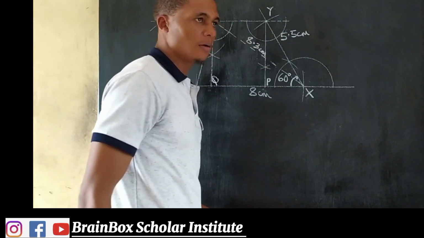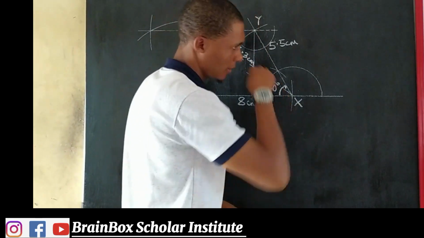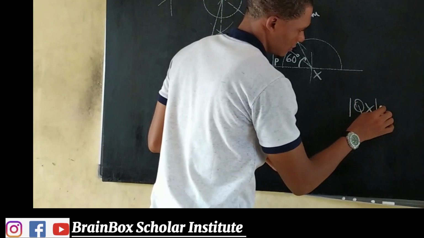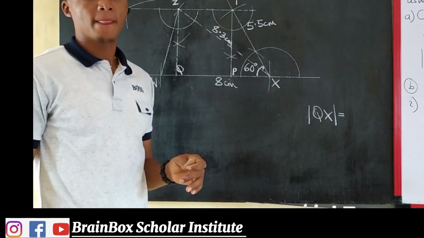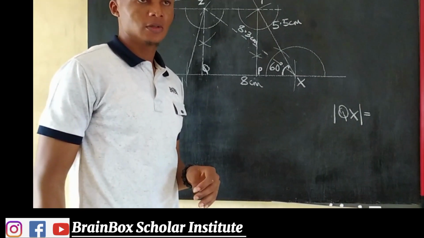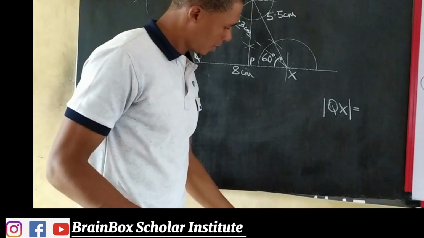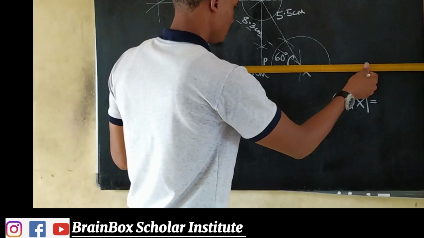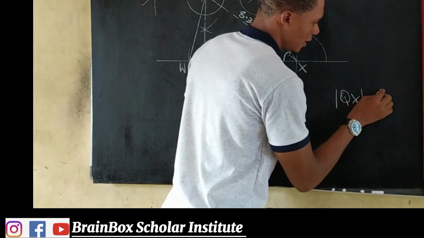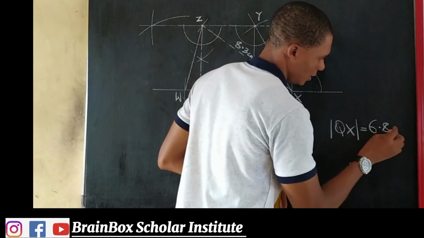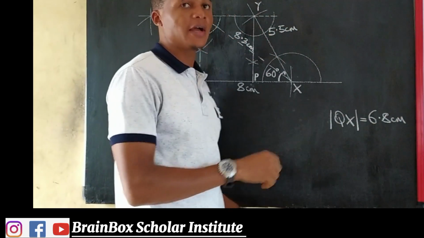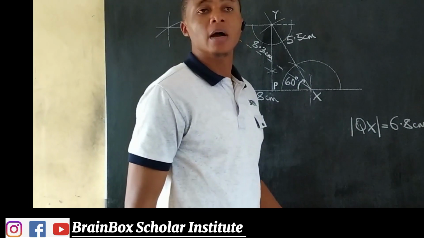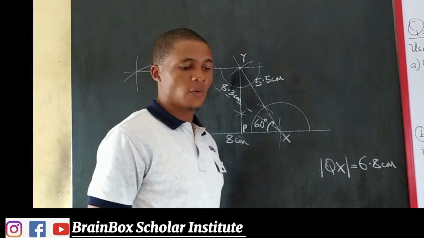Okay, so I've gotten my QX. What is your QX? 6.7. Okay. Alright, let me calculate my own. Okay, I'm having 6.8 here. If you got 6.5, write it there. You got 6.7, write it there. Okay. Next one.